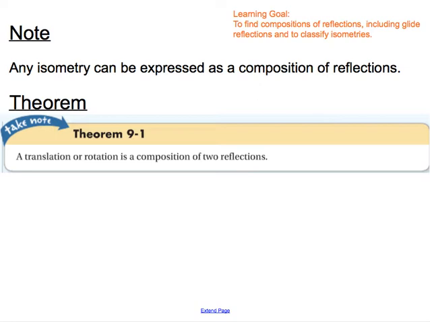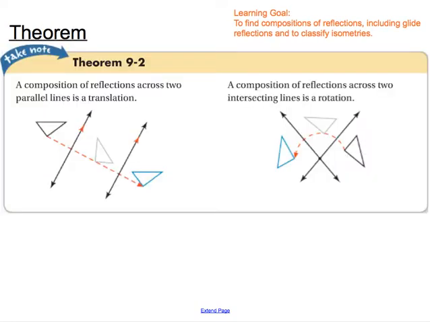So first we should note that any isometry can be expressed as a composition of reflections, which leads us to Theorem 9.1, our first theorem of chapter 9, which states that a translation or rotation is a composition of two reflections. Theorem 9.2 shows us that a composition of reflections across two parallel lines is a translation, and a composition of reflections across two intersecting lines is a rotation.